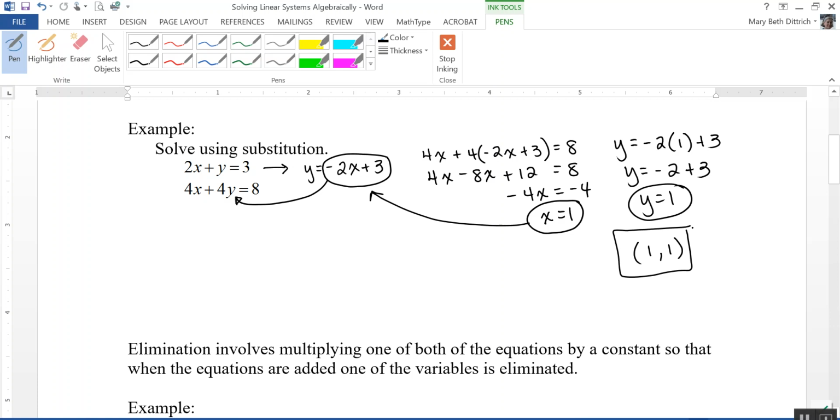And to check that, I can plug in a 1 for an x and a 1 for a y and make sure that that works in both of these equations. So 2 times 1 is 2, plus 1 is 3. 4 times 1 is 4, plus 4 times 1 is 4. 4 plus 4 is 8. So that does indeed work.